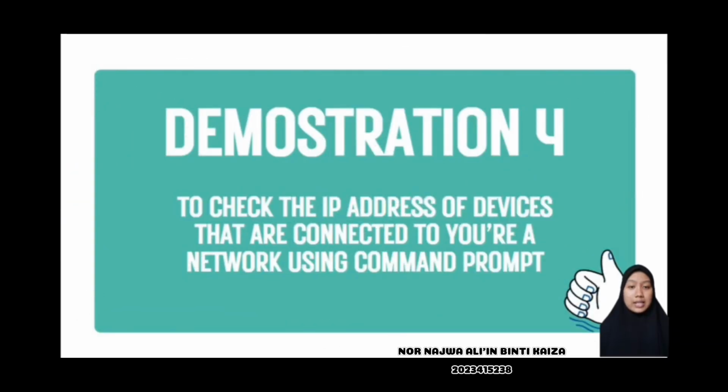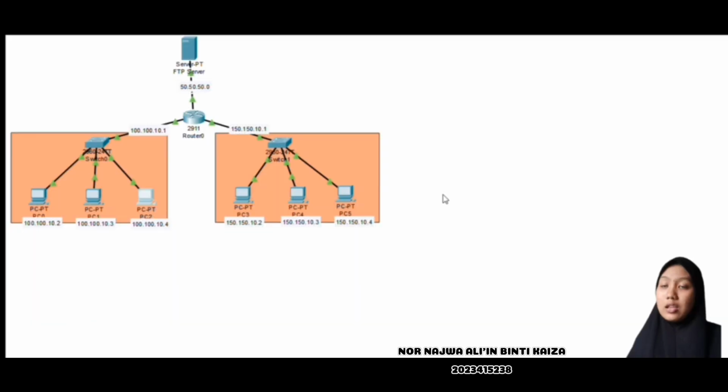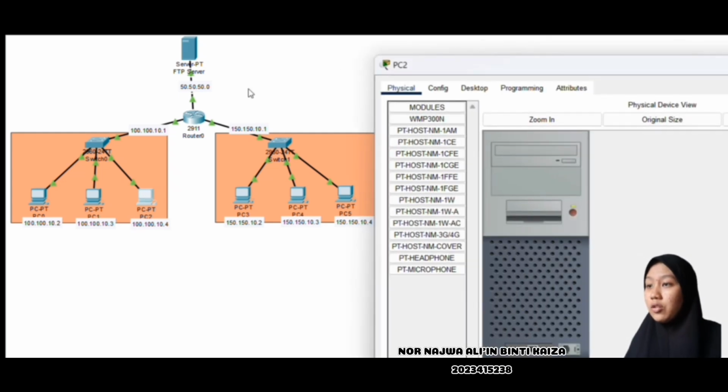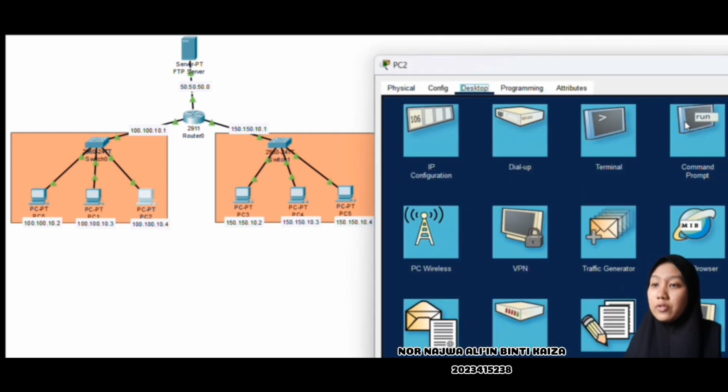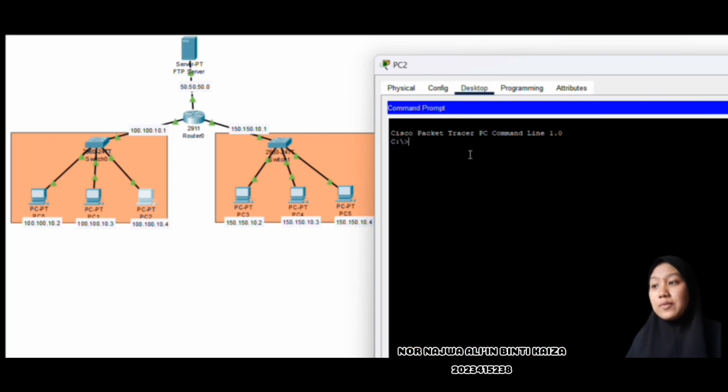Question 4. To check the IP address of devices that are connected to your network using command prompt. So I'm going to show you how to do it. There are also a few steps to do it. So first, we're going to click at any of the devices that we want to check. So I choose PC2. We go to the desktop, and as we can see here, this is the command prompt. We click on it. It's just the same step as question 3.